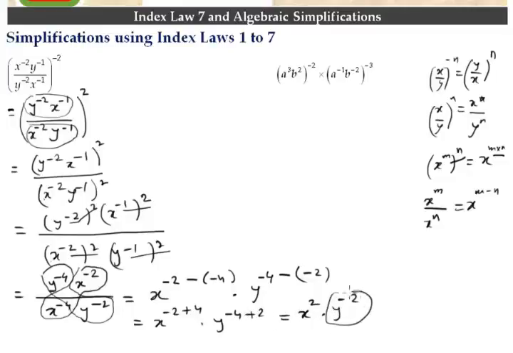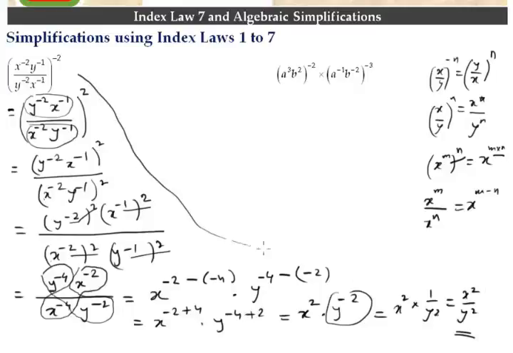So this y to the power -2 we can write as x square times 1 by y square. So at the end of the day we are getting x square division y square. We followed every step using formulas, and at the end of the simplification, we are getting x square by y square.